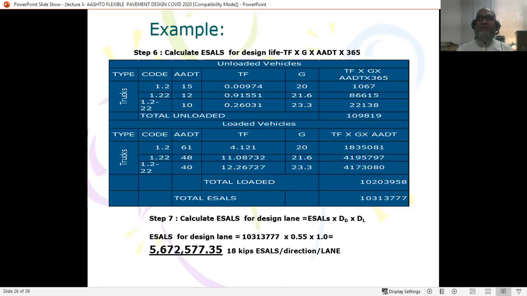Dear students, you must remember that this traffic calculation is very important. It's very important for you to know how to calculate traffic for designing a pavement. If you don't know how to calculate the traffic, then you cannot design a pavement. Actually, the most important factor in designing a pavement is knowing how to calculate this traffic.